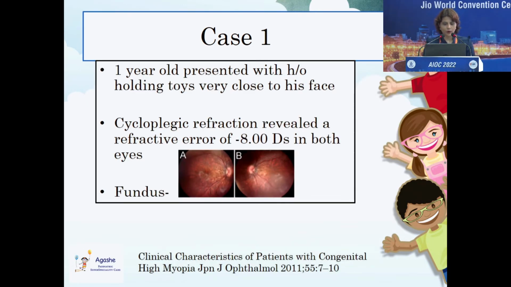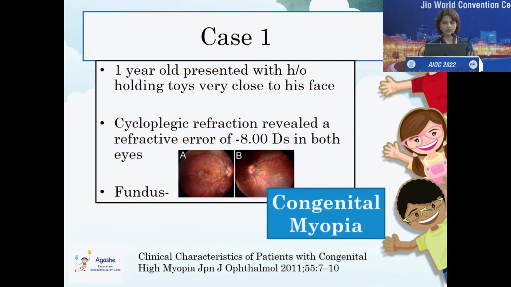So case 1, where the young child had a very high myopia and it remained stable till 4 years of age. This is a case of congenital myopia. So atropine drops should not be used for these patients because they do not progress further.